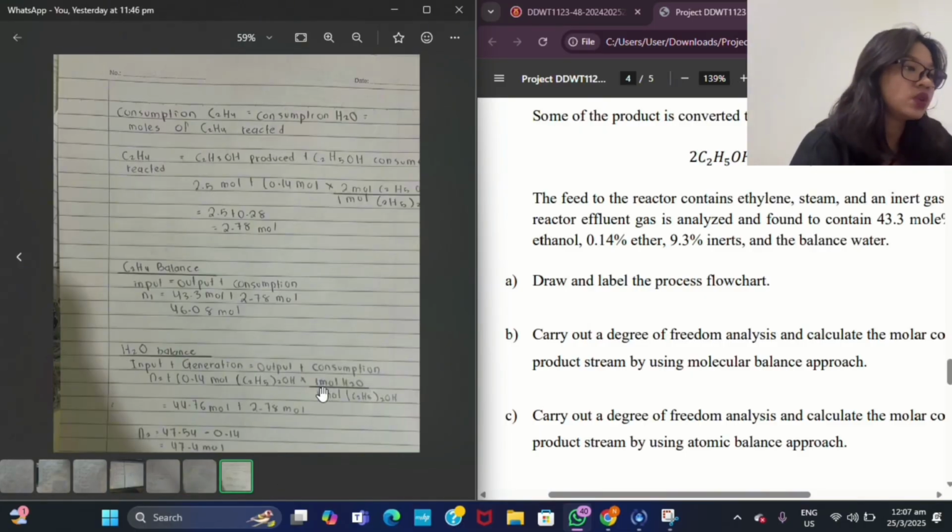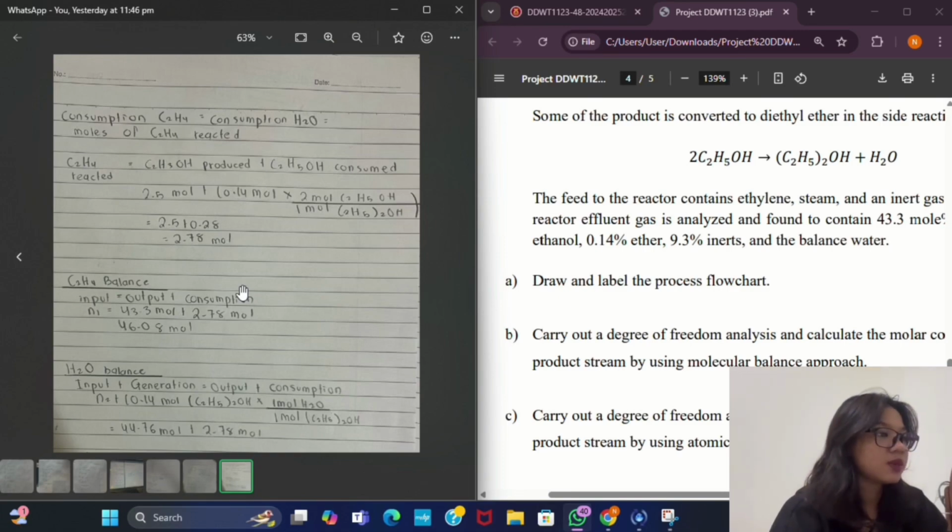Next, we need to know the consumption first. So consumption, we assume it as C2H4 reacted. So how to calculate C2H4 reacted? So C2H5OH produced, we add it with the consumption. So 2.5 mole, we add with 0.144 mole times 2 mole C2H4.